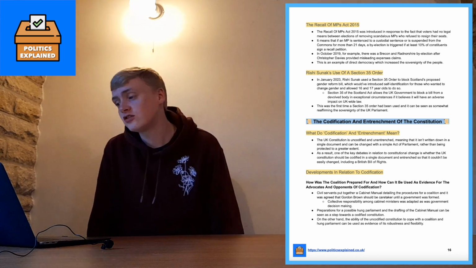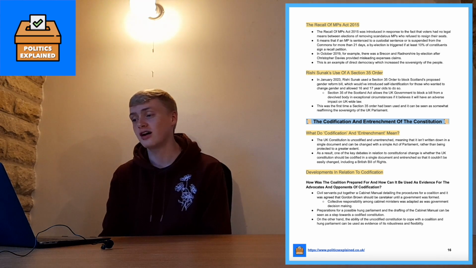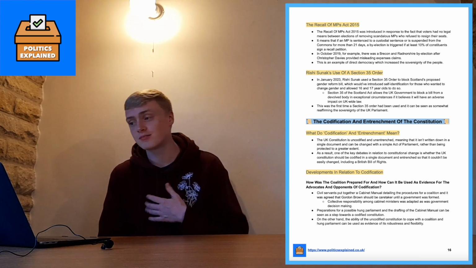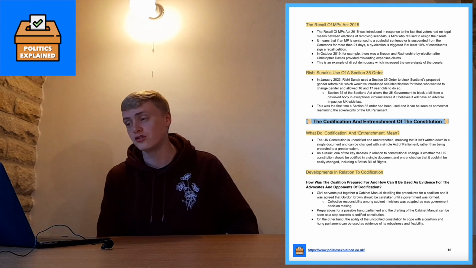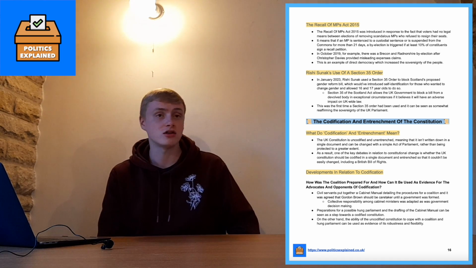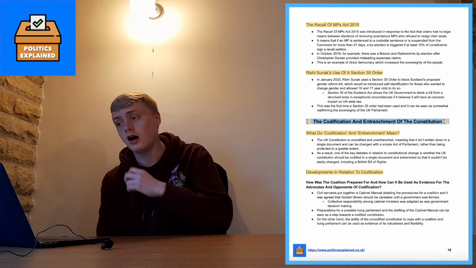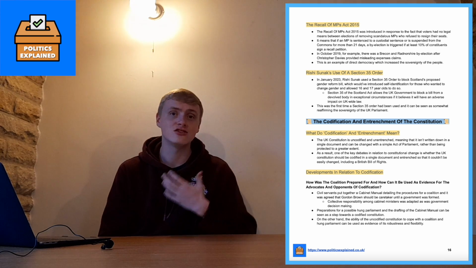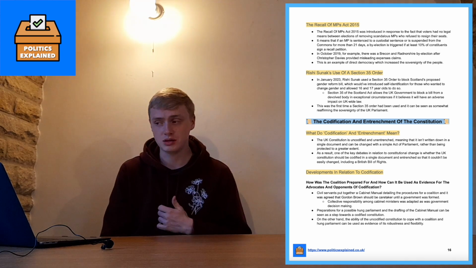The final thing introduced by Cameron's government was the Recall of MPs Act of 2015, which was introduced in response to the fact that voters had no legal means between elections of removing scandalous MPs who refused to resign their seats. It meant that if an MP is sentenced to a custodial sentence or is suspended from the Commons for more than 21 days, a by-election is triggered, if at least 10% of constituents sign a recall petition. In October 2019, for example, there was a Brecon and Radnorshire by-election after Christopher Davies provided misleading expenses claims, and he was replaced in that election with a Lib Dem. This is an example of direct democracy, which increases the sovereignty of the people.